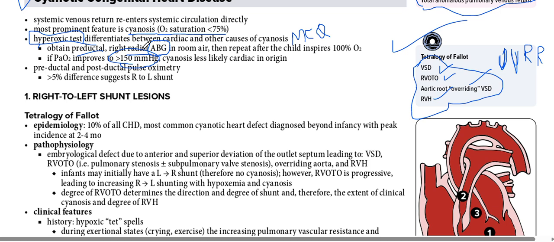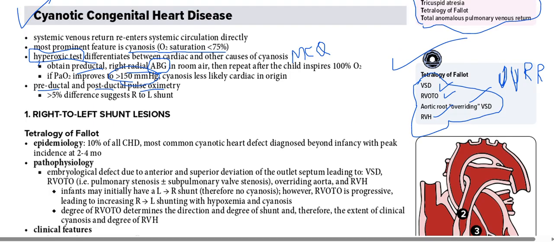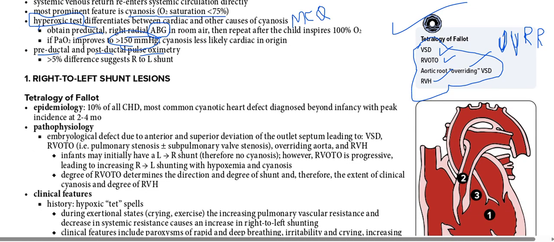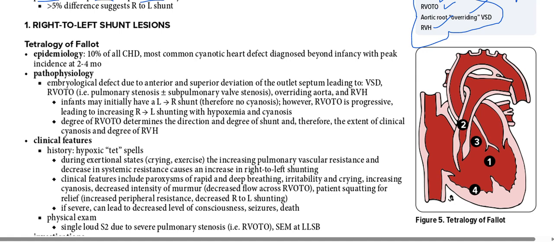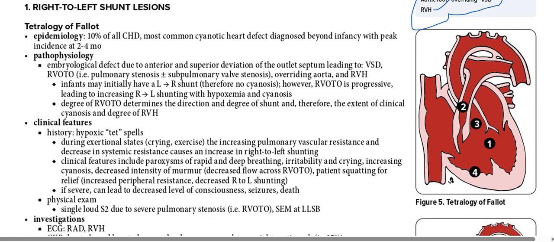All right. Now the preductal and postductal pulse oximetry is also done. More than 5% difference suggests right to left shunt. All right. So always remember, as we also read previously, right to left shunting happens in cyanotic congenital heart disease, while left to right shunting happens in acyanotic congenital heart disease. So what was the test? Hyperoxic test.